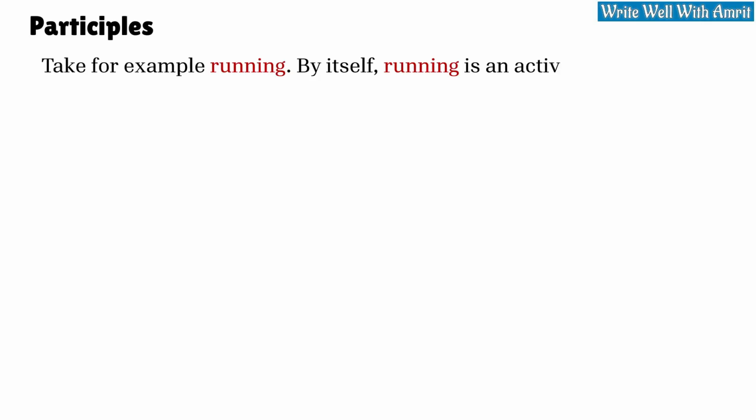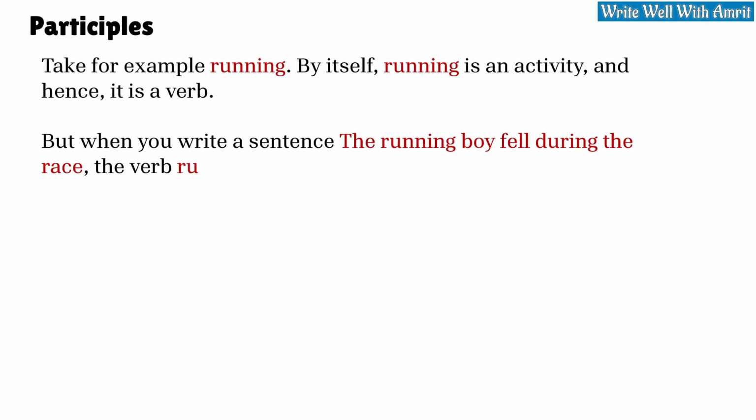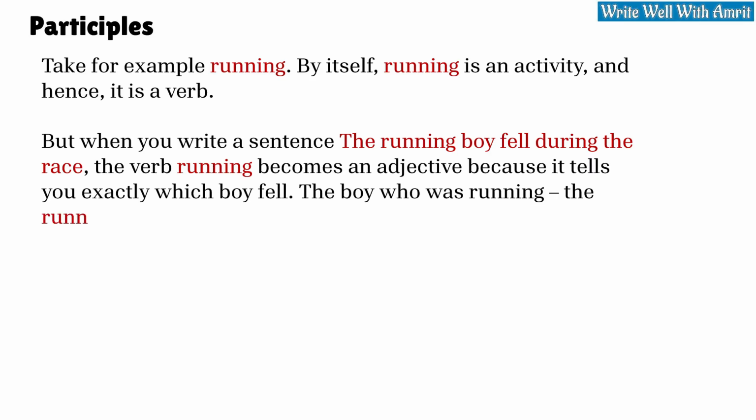Take for example running. By itself, running is an activity and hence it is a verb. But when you write a sentence, the running boy fell during the race, the verb running becomes an adjective because it tells you exactly which boy fell. The boy who was running. The running boy.